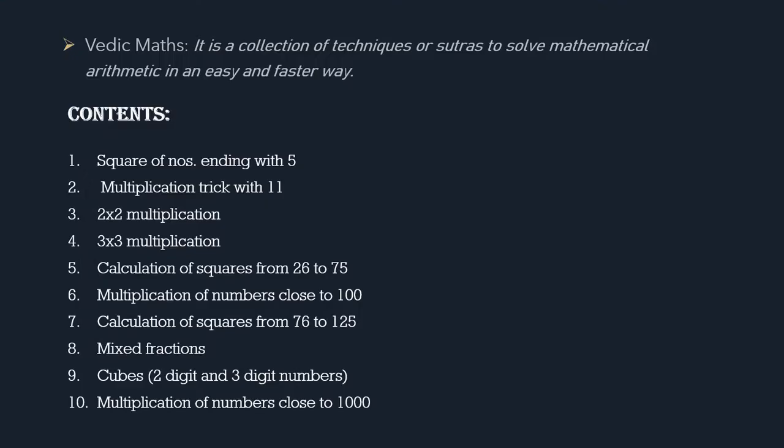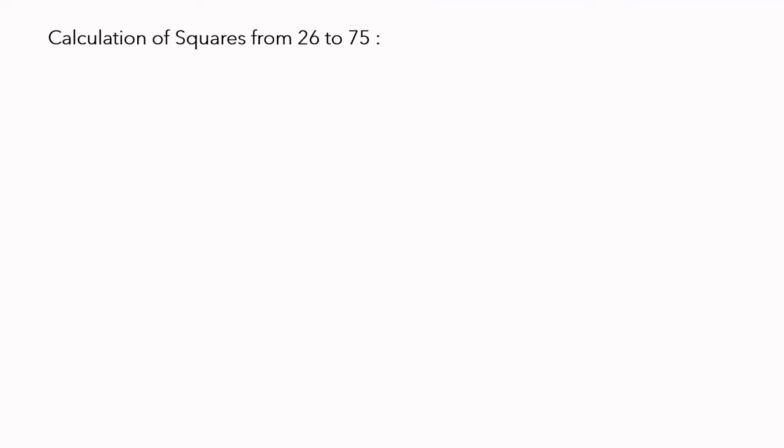In the previous two sessions we have already covered the square of numbers ending with 5, the multiplication trick with 11, the 2 by 2 multiplication and the 3 by 3 multiplication. In this session we should see the calculation of squares from 26 to 75 with the help of Vedic Maths techniques. Now for those who have already completed the first two sessions, you can join in with me for the fifth chapter. For those who haven't already, please go back and see the previous two videos that covered these 4 chapters. So we should proceed with our third session.